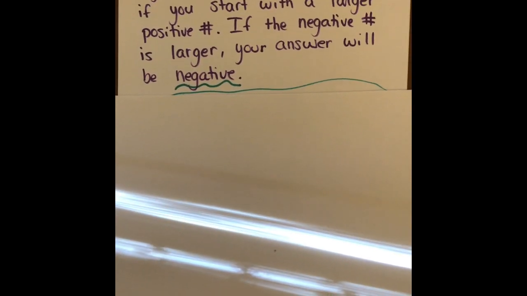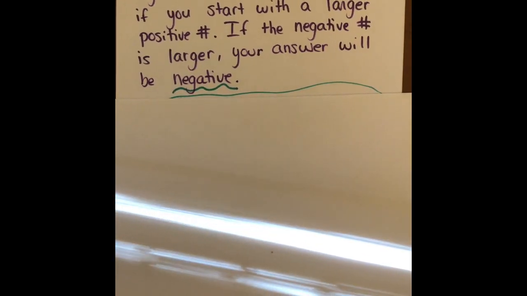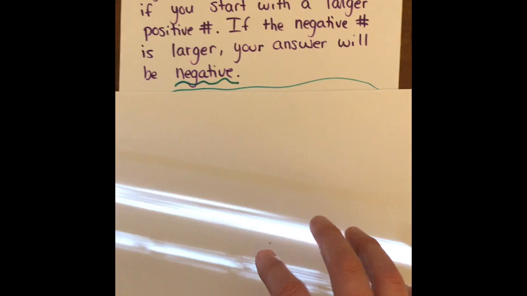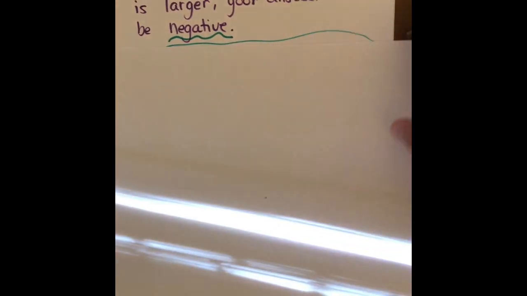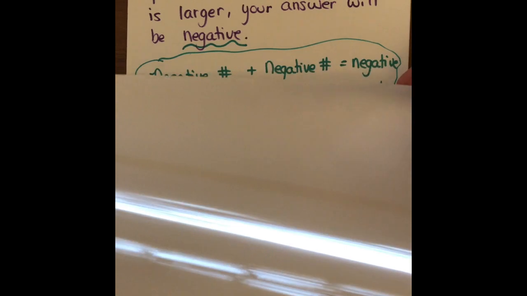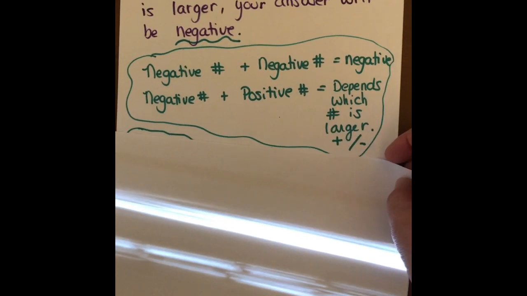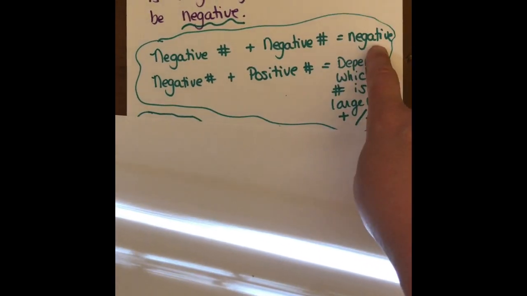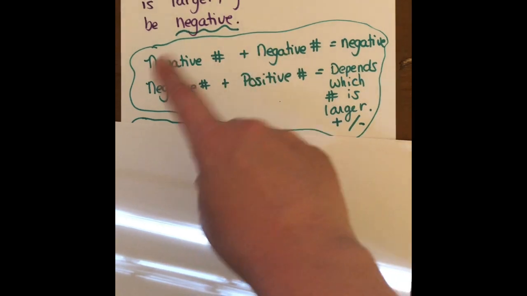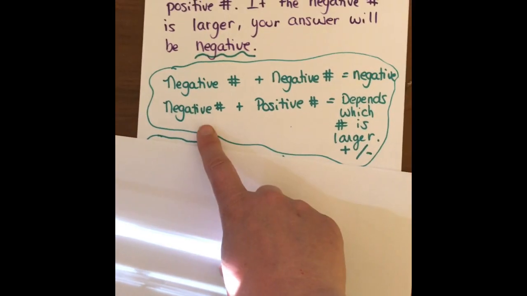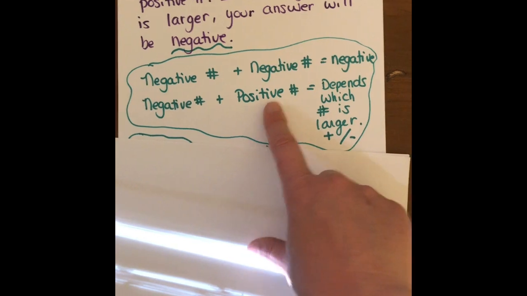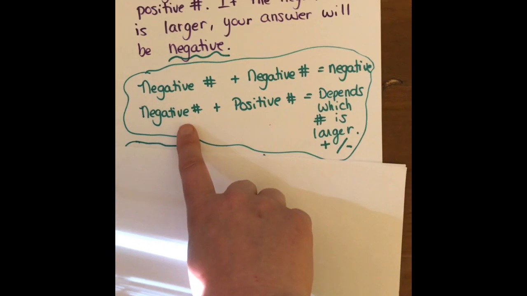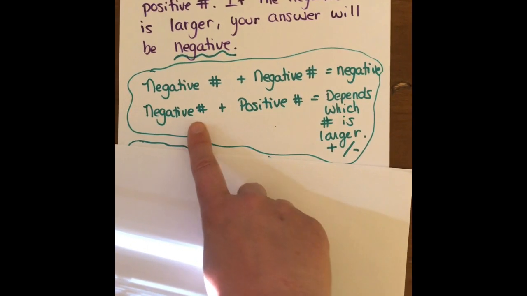So your answer will be positive if you start with a larger positive number. If the negative number is larger, your answer will be negative. It just kind of reiterates that. A negative number plus a negative number is going to give you a negative number. You're adding more negative to an already negative. A negative plus a positive number, well, it depends which number is larger. If your positive number is larger, your answer will be positive. If your negative number is larger, then your answer will be negative.